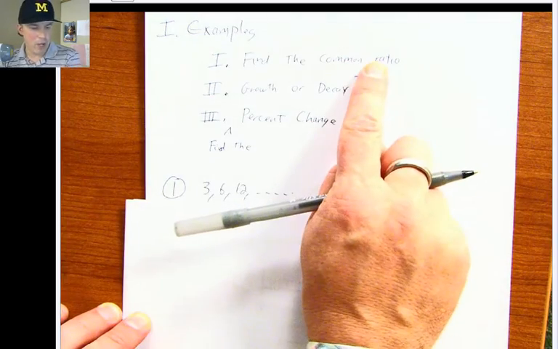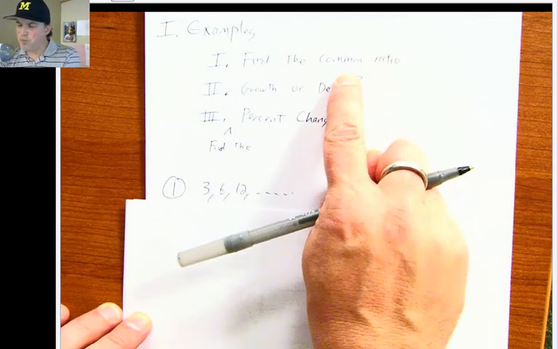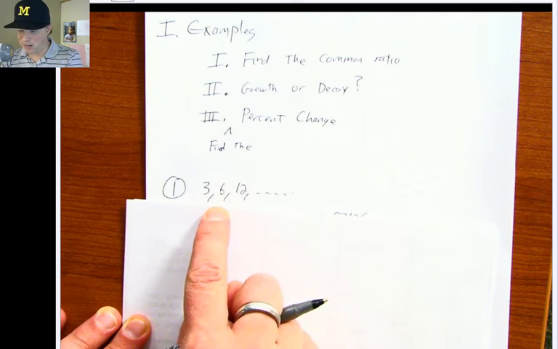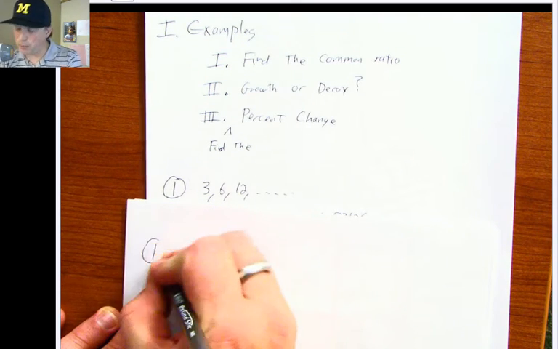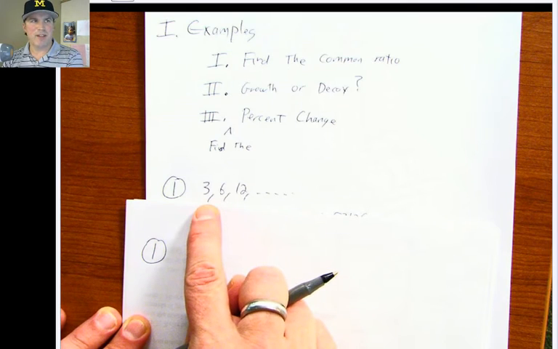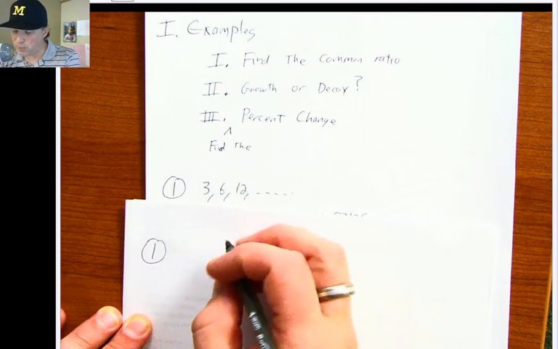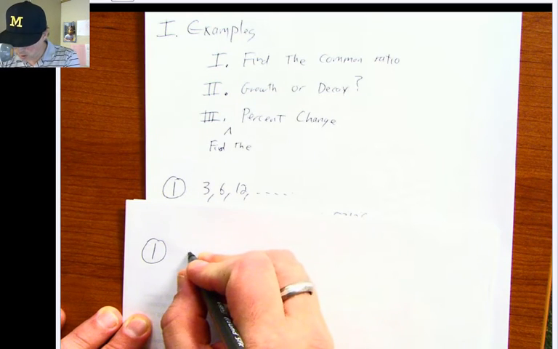Common ratio. What are we multiplying the first number by to achieve the second number? And in this one, I think it's pretty obvious. 3 times what is 6? 6 times what is 12? What we are doing is we're multiplying by 2.